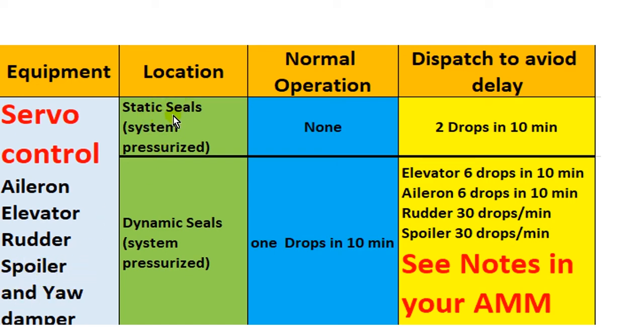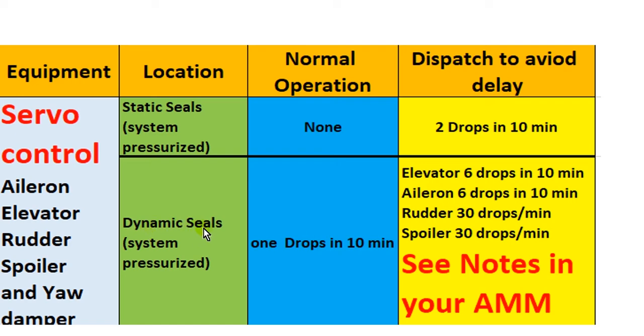Here's the location: static seals during system pressurized. In the normal operation, no drop, any leak is not allowed. But here, to avoid delay, 2 drops in 10 minutes. This is for static seals on all these servo controls.